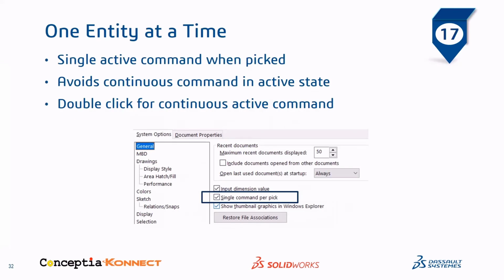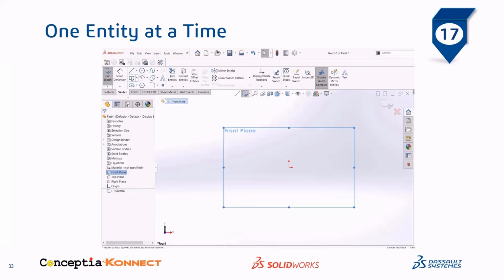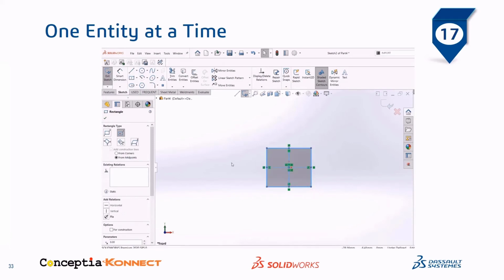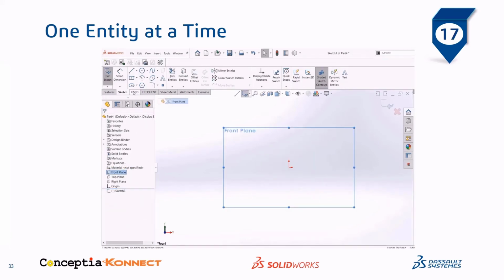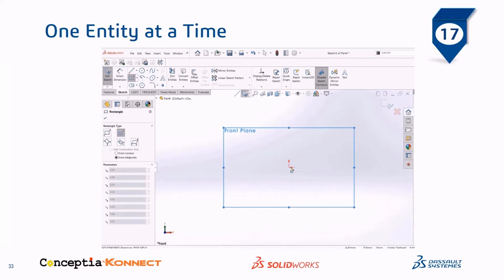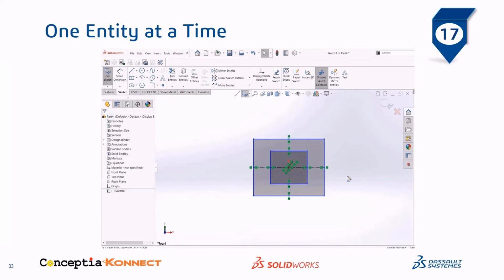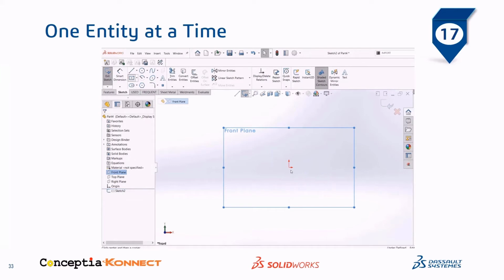Number 17. One entity at a time. In your system options, under General, select single command per pick to activate a command once for its usage. It avoids continuous commands, and once you are done with a command, it directly comes out of it. So we have selected rectangle, and once you have completed, it comes out of it. But if you wish for a continuous command, just double click the command. So if you want, you can use this or you can use your normal options.